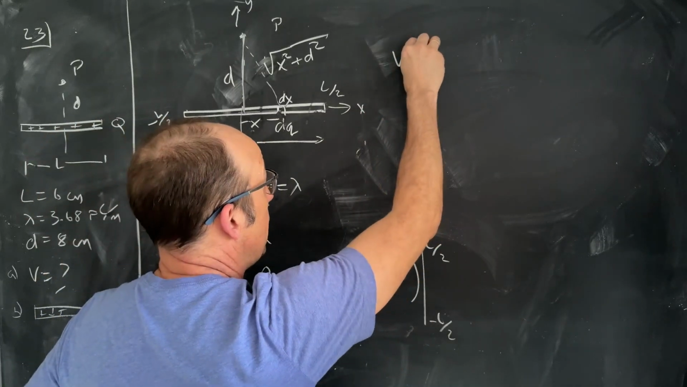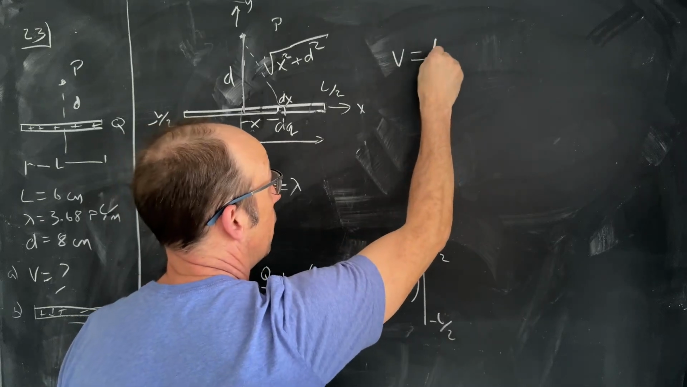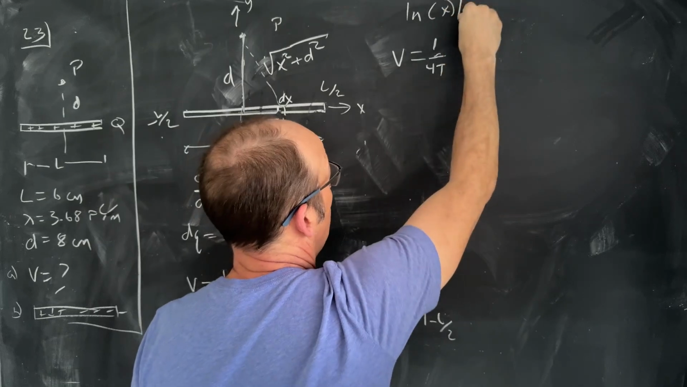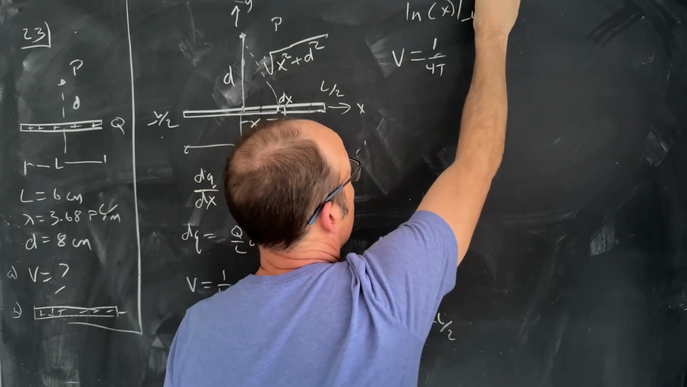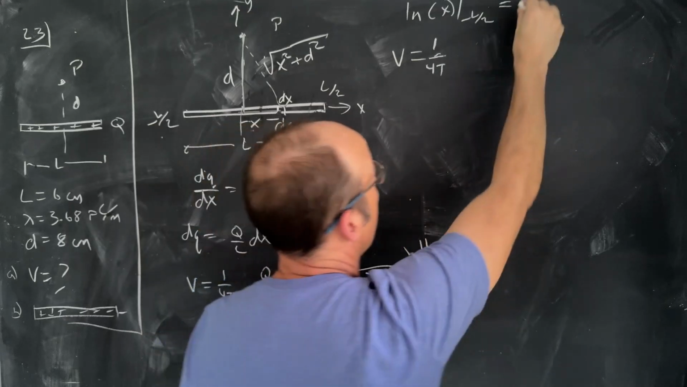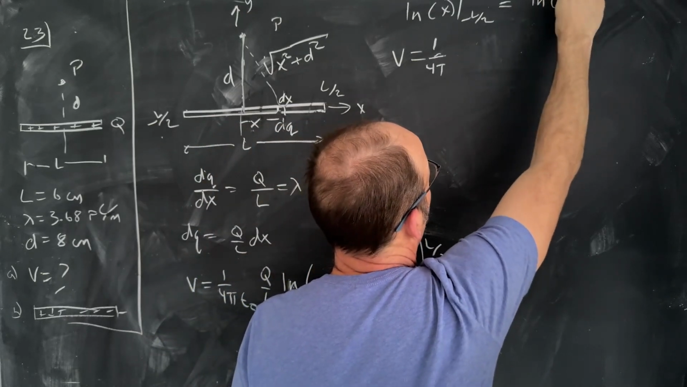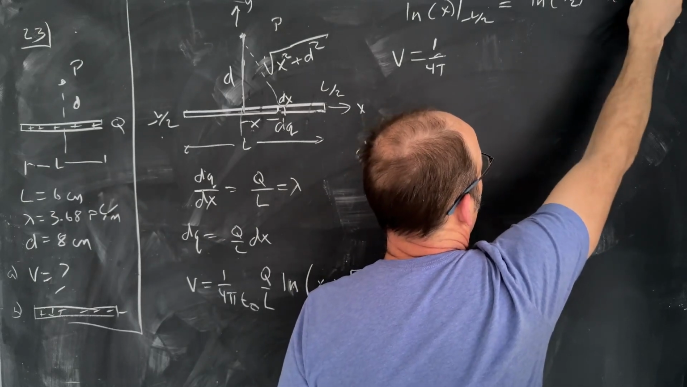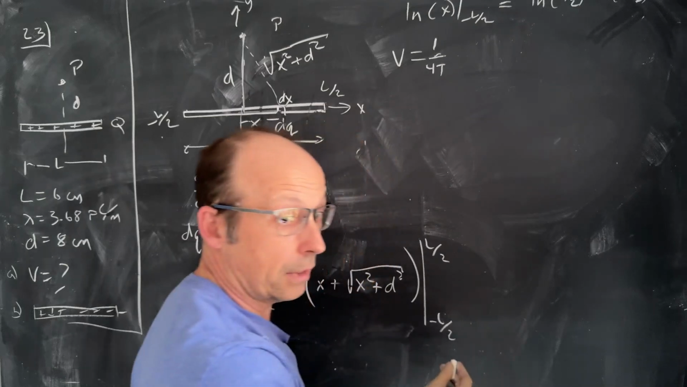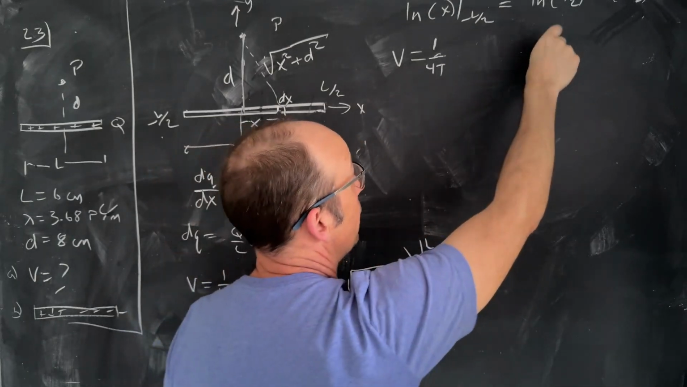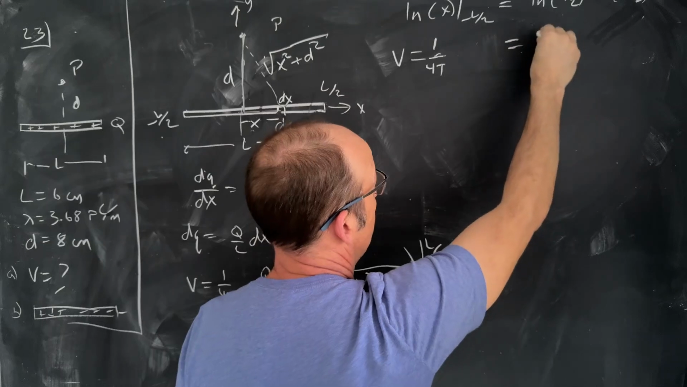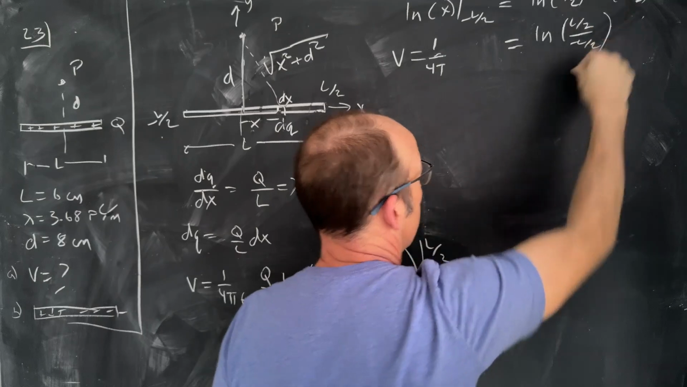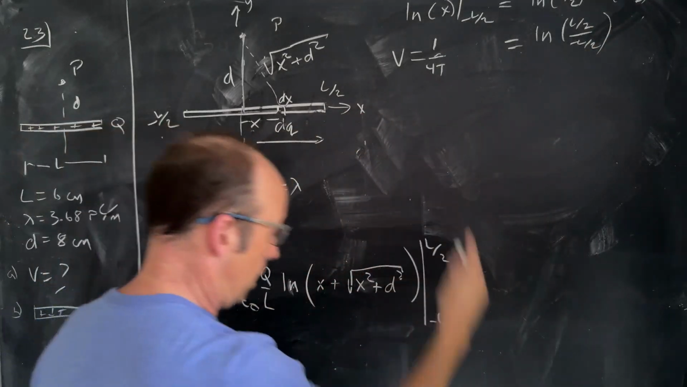But here we go. Let's say if I had ln of x from negative L over 2 to L over 2, that would be ln of L over 2 minus ln of negative L over 2. And if I have a subtraction of natural logs, that's the same as division. So it's the ln of L over 2 over negative L over 2. Yeah, so that does work. So let's do the same thing over here.